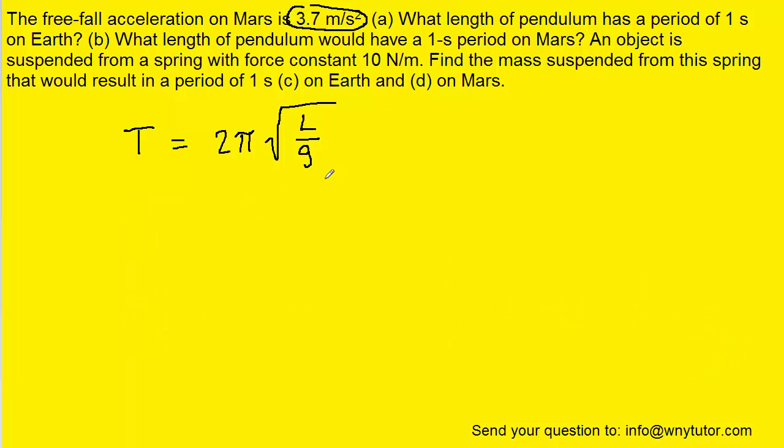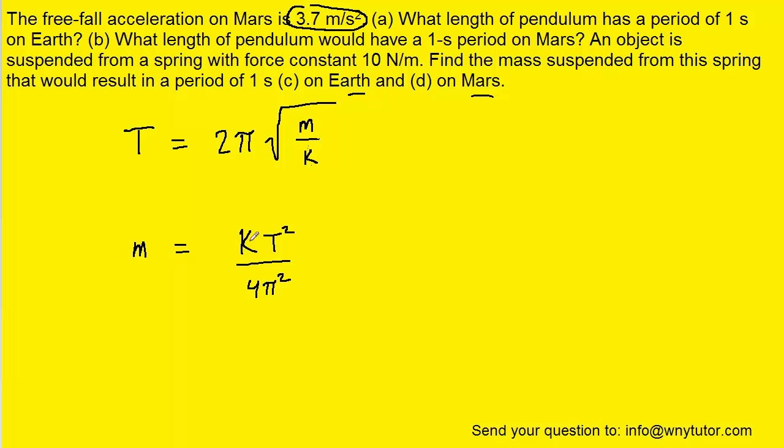Now for parts C and D, when we have a mass suspended from a spring, we can use almost the same equation to calculate the period, except we have to change the term L over g to m over k. We would then solve the equation for m in the exact same manner that we solved it for L. So here we have the equation solved for m. Notice that g does not appear in this equation. So for both Earth and Mars, we're going to calculate the same mass.